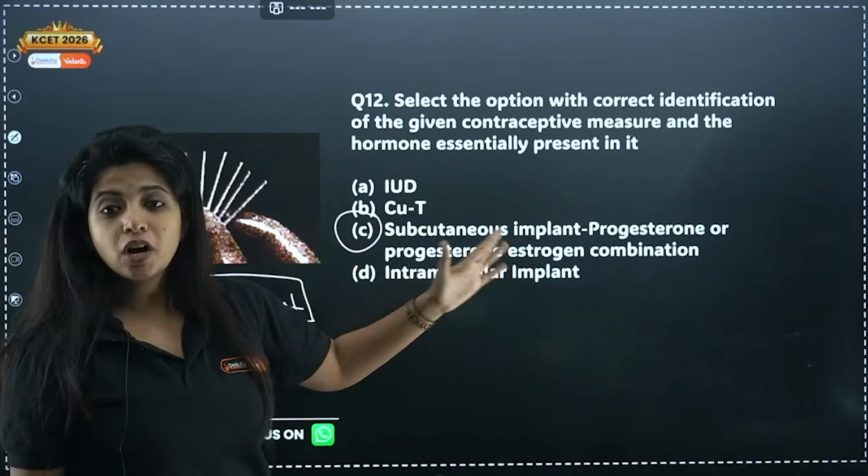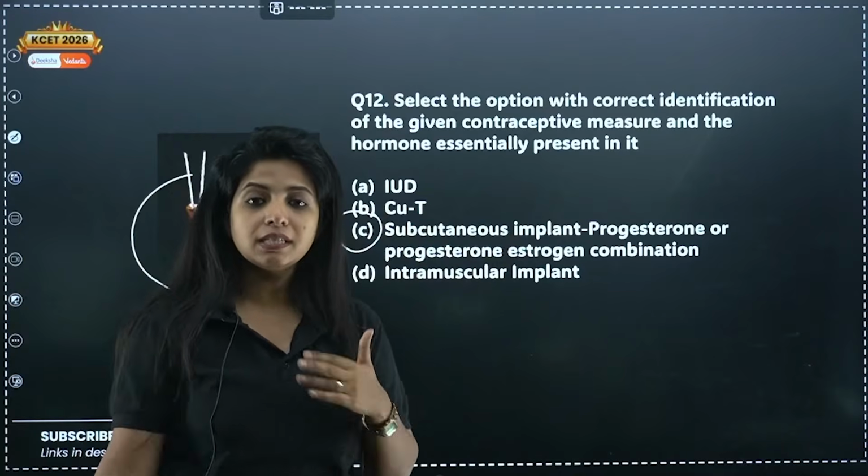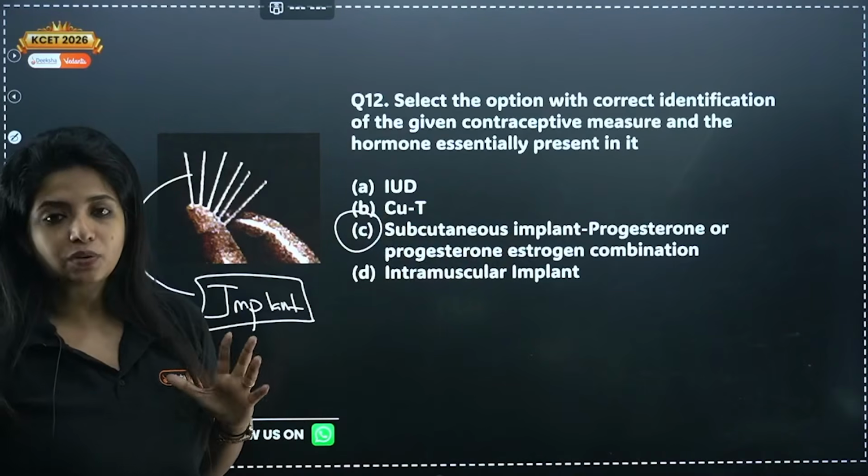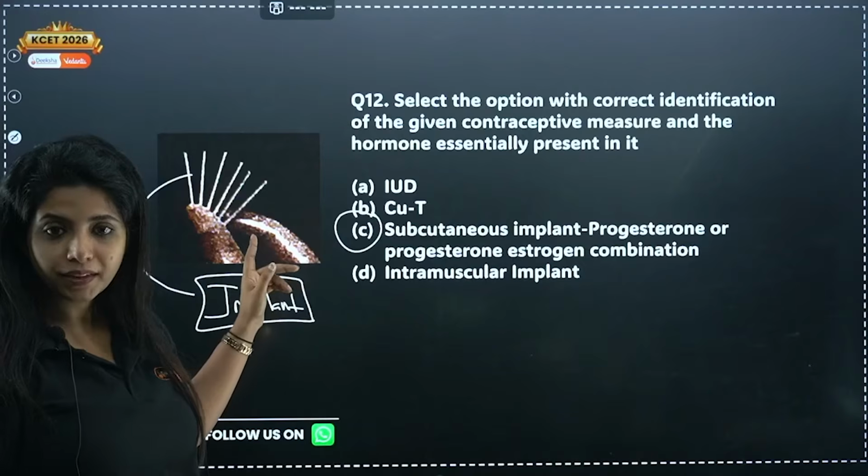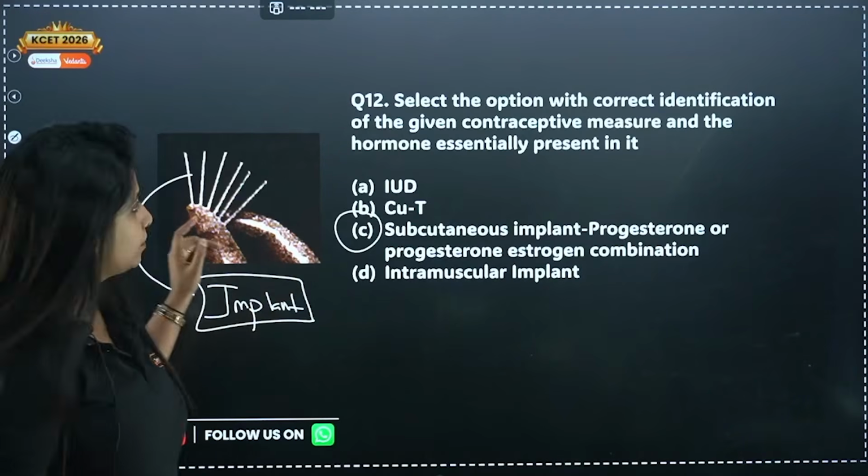It is not an intramuscular implant. You're not putting it inside your muscles. It's just a subcutaneous implant where it releases hormones. Okay, it prevents ovulation and implantation.